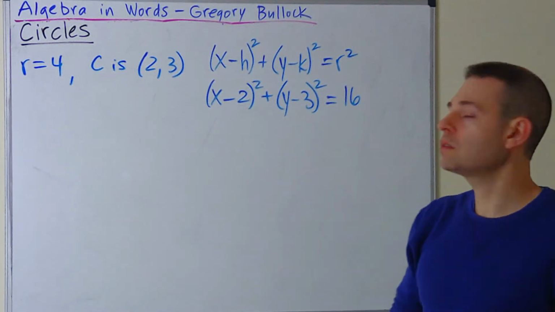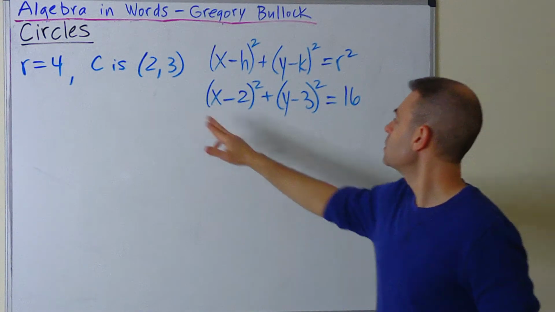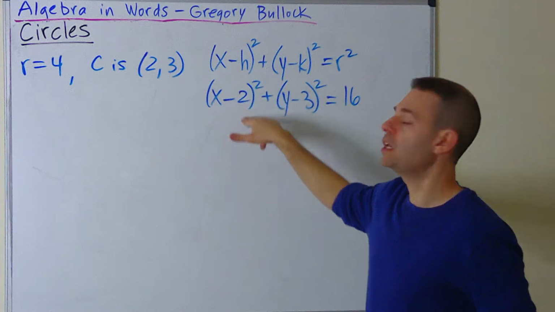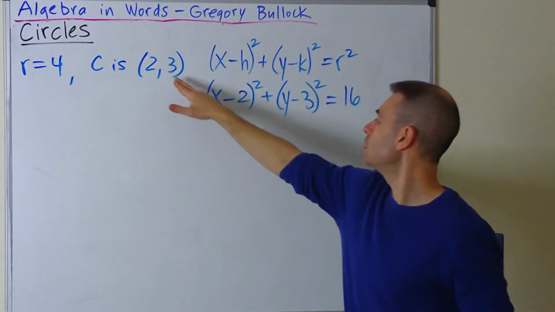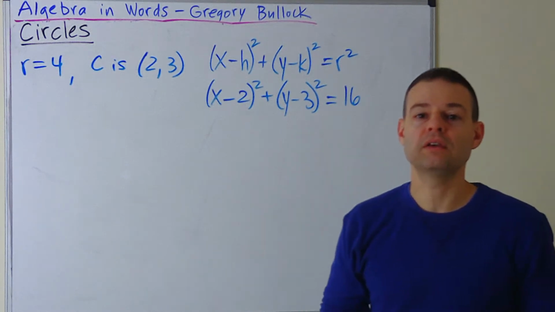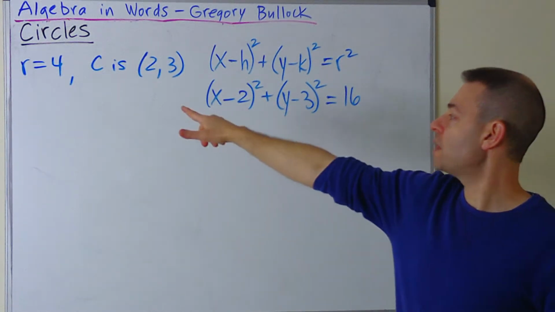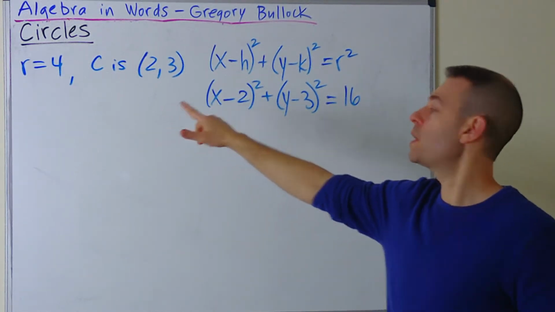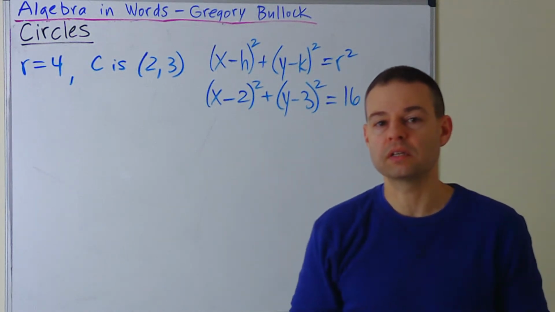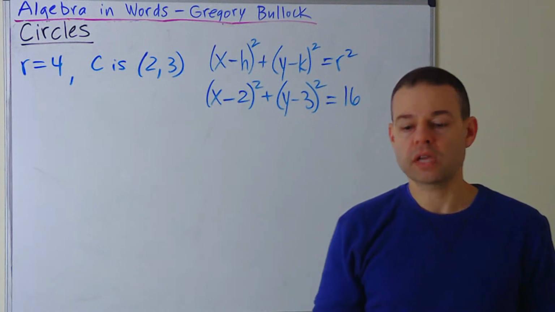A couple comments: notice the sign change from the vertex to putting it in for h in the equation. Positive 3 looks like negative 3 in the equation. And also, that's r, not r squared, so you have to square that to go in for r squared. 4 squared is 16. I'm going to pause this and put up another problem.